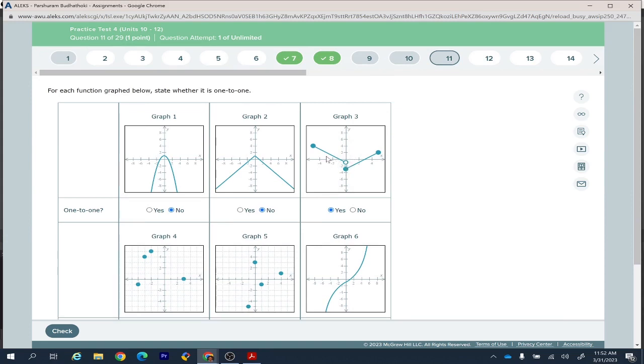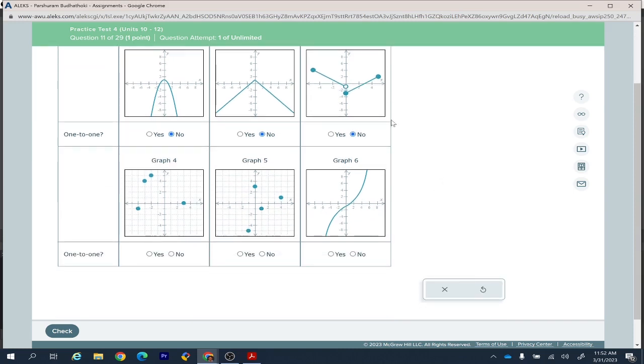Oh, sorry. If you draw a horizontal line here, even the x-axis, it's intersecting at more than one point. So it's also no. I'm sorry about that. Even the x-axis is intersecting here and then here. So it's no. For graph 4, no horizontal line is intersecting more than one point. So the answer is yes.